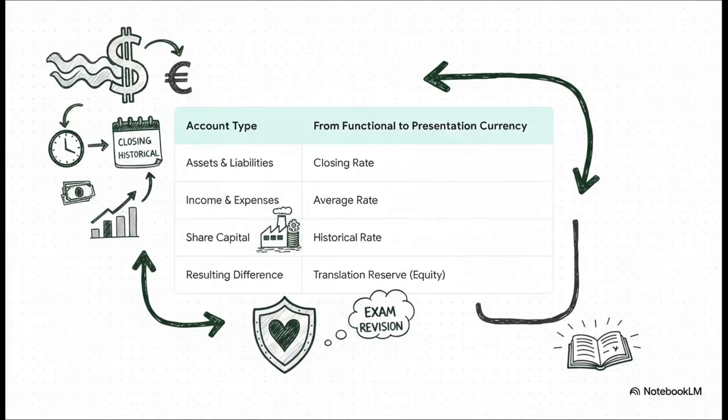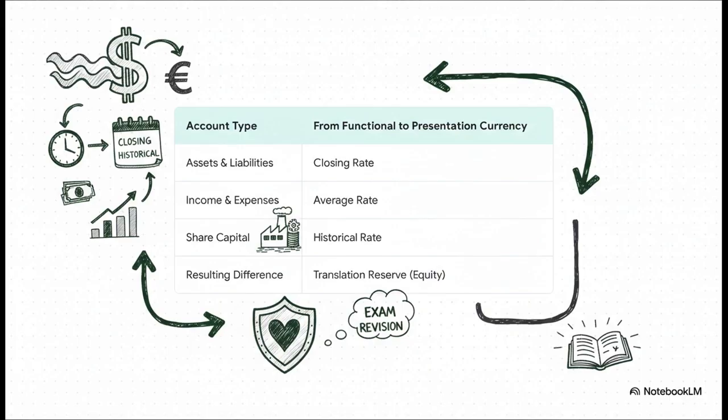And here it is. This table is your exam cheat sheet. If you're translating from the functional to the presentation currency, here are the rules you live by. Assets and liabilities, closing rate. Income and expenses, average rate. Share capital, the historical rate from when it was acquired.